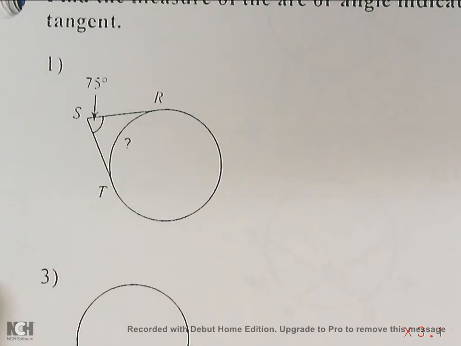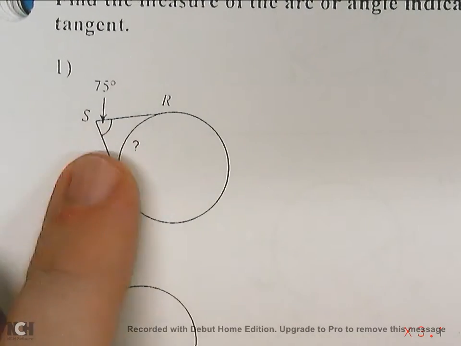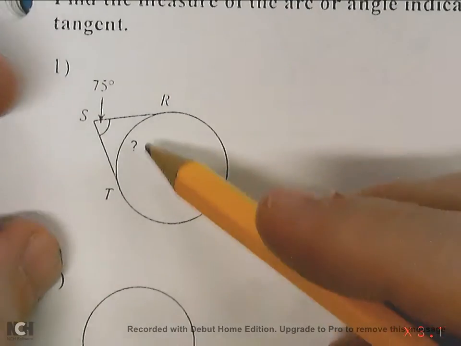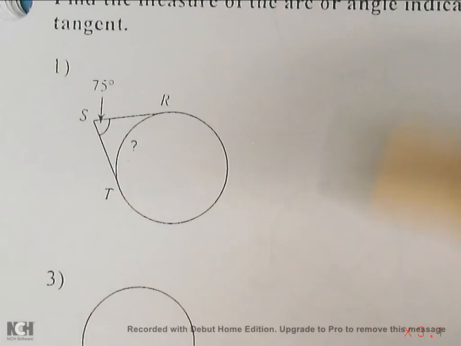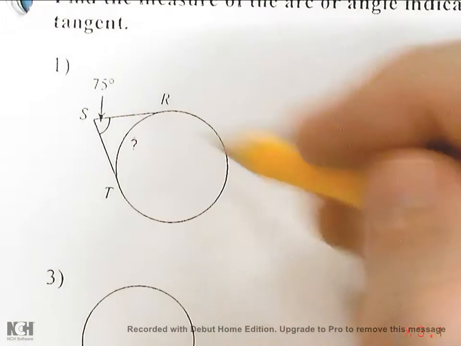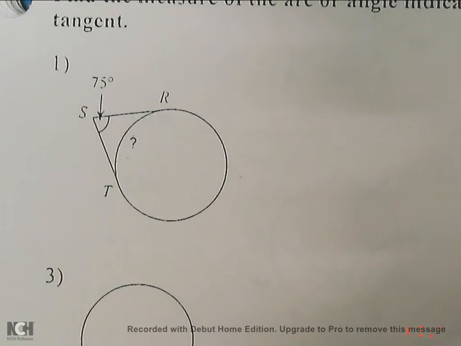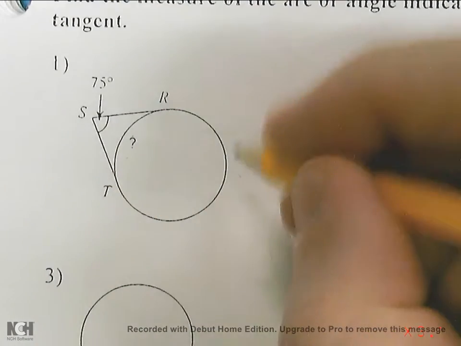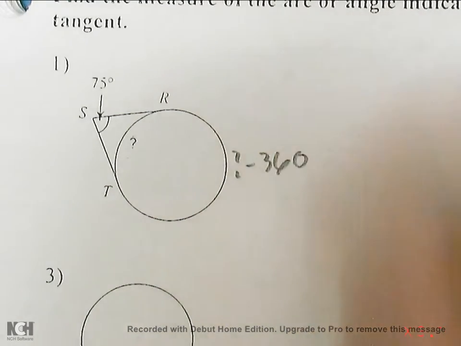Okay. So on this problem, we're given that outside angle, and then we're given the two arcs right here. So basically, if I want to figure out this question mark, I don't know what either of these are, right? But I know that together, they would make up the entire circle. So they would add up to 360. So that means if this is question mark, this would be 360 minus question mark.